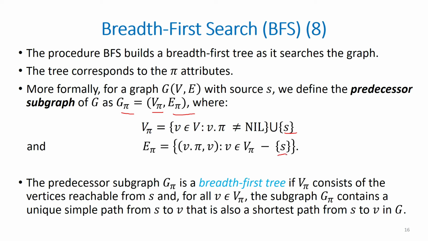With this definition in place, the predecessor graph G pi is a breadth-first tree if V pi consists of vertices reachable from vertex s and the graph G pi contains unique shortest paths from s to all vertices in the graph. Looking back at the previous example, we see that the highlighted edges actually represent the breadth-first tree.